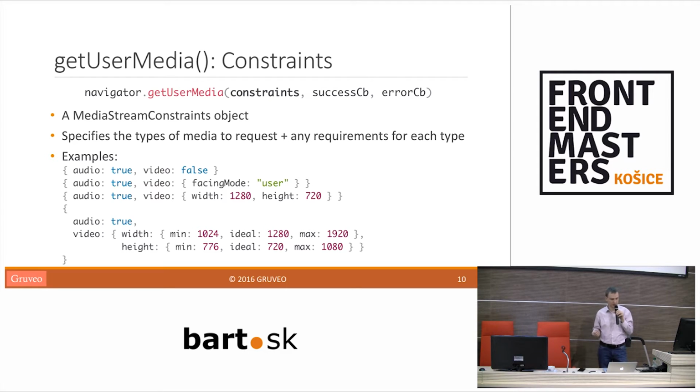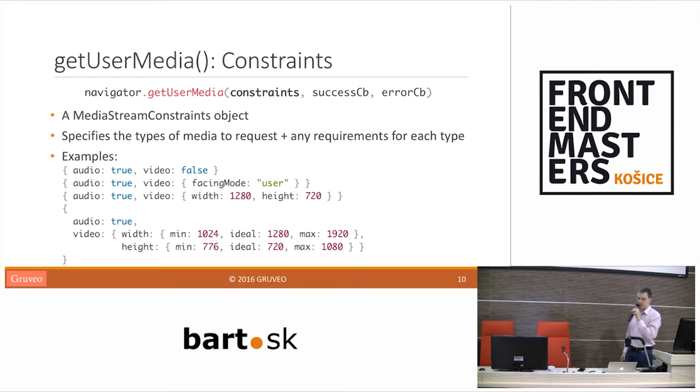And here are a few examples. The first one is very simple. Let's assume it's an audio call where you only request an audio track, so microphone access, no video access. In the second one, you want the video track and you tell the browser that you actually want the picture from the camera that's facing the user. So if we're talking a mobile device, for example, Android, the browser will try to request the media stream from the front camera as opposed to the back one.